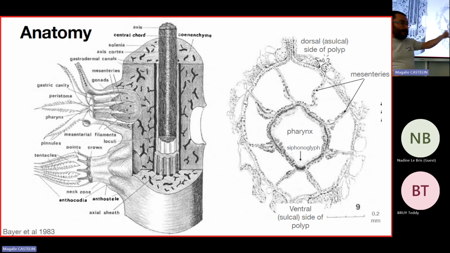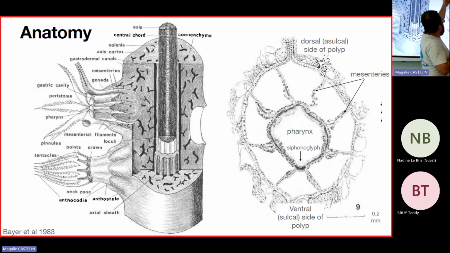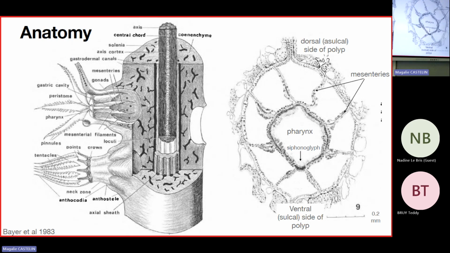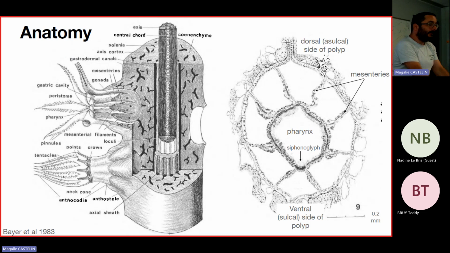It's also called the sulcal side because the old name for the siphonoglyph is the sulcus. And then you have the asulcal side. So this is the dorsal side that is opposite to the siphonoglyph. So if you have characters that pertain to internal morphology of corals, it's not frequent, but it happens, you can refer to these terms.